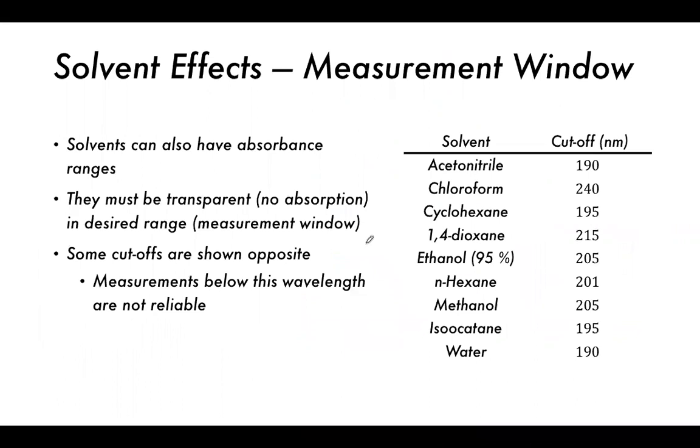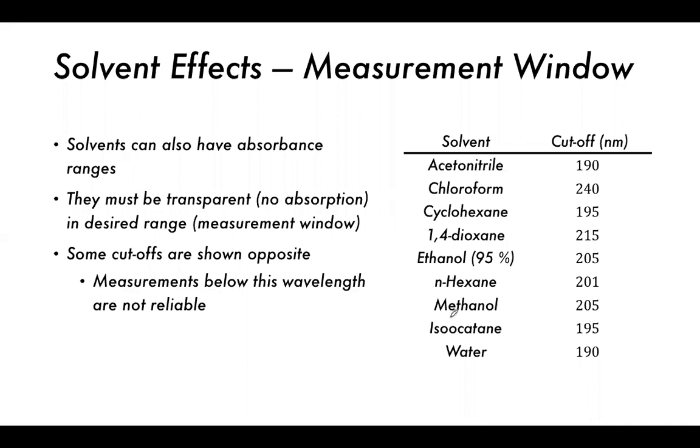As well as that, the solvent also produces something called a measurement window. So this is related to the reduction of vibrational fine structure in the previous slide, but here we're now talking about what is the range within which we can actually measure our samples. So solvents can also have absorbance ranges, as we talked about. They are, after all, molecules with bonds and atoms. They must be transparent, i.e. have no absorption in the desired range, i.e. the measurement window. So we don't want there to be a strong absorbance from our solvent at the same peak position or even close to the same peak position as our analyte, because then we just won't get a reliable result. And so some cutoffs are shown opposite.